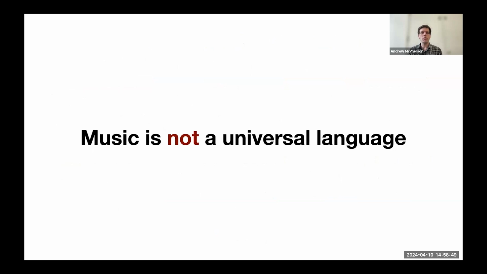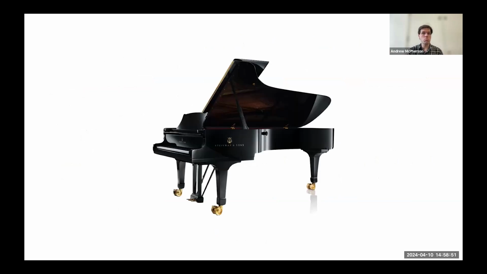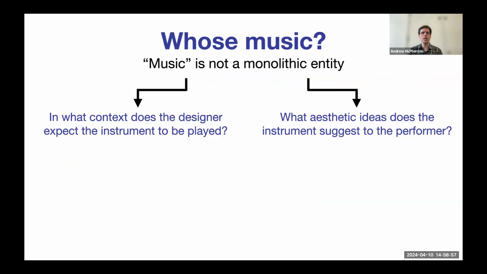And if we take any musical instrument whatsoever, this Steinway piano, for example, we can query it. We can query whose music is encoded in that instrument. What kind of performer is that? What kind of musician is that making us? For any instrument, digital or analog, it's probably worth thinking about things like in what context the designer expects the instrument to be played, or what aesthetic ideas the instrument suggests to the performer.